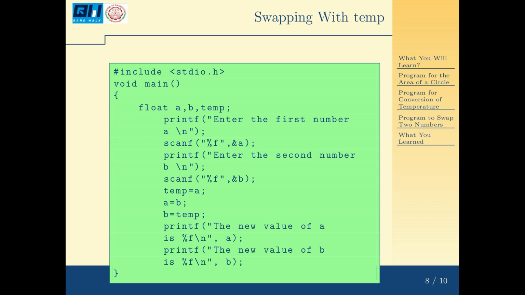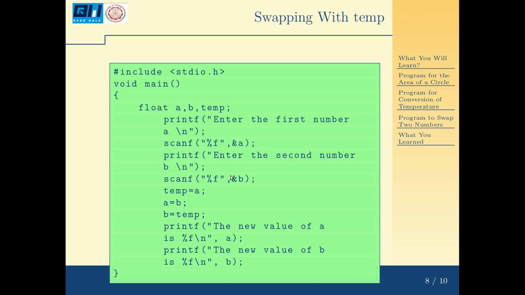In this program, I use a temporary variable. I have #include stdio.h, void main, and the code. I use a third variable called temp. They are all declared as floating variables: float a, b, temp. Then I say printf enter the first number. The number A is read with these two statements, %f and &a. Now I have to read the second number: enter the second number B, with scanf.